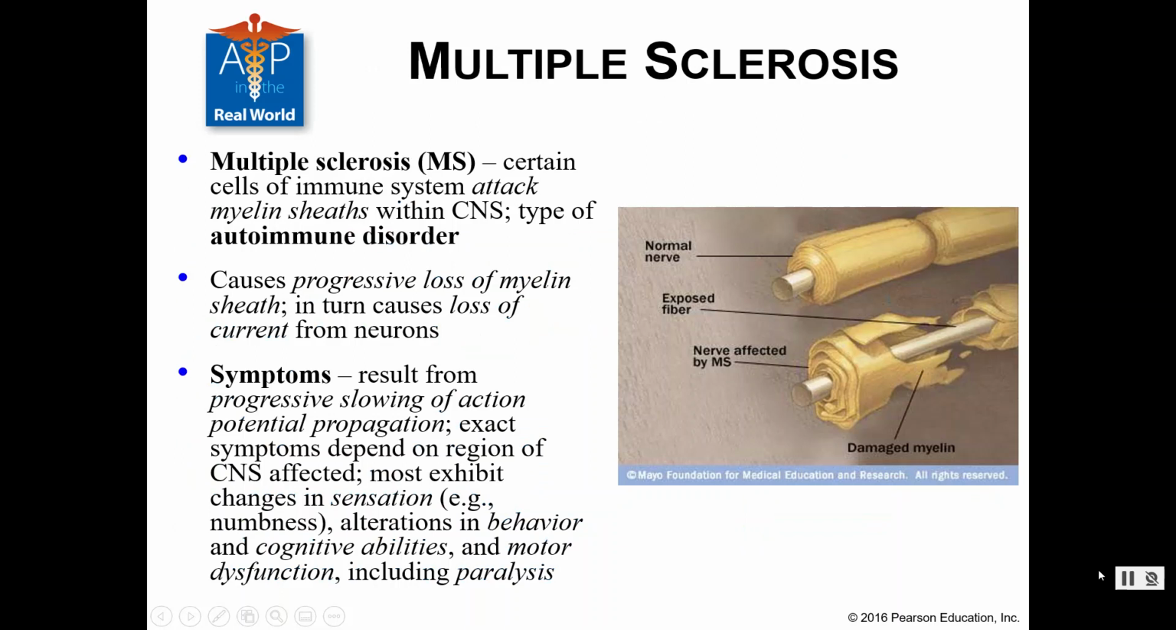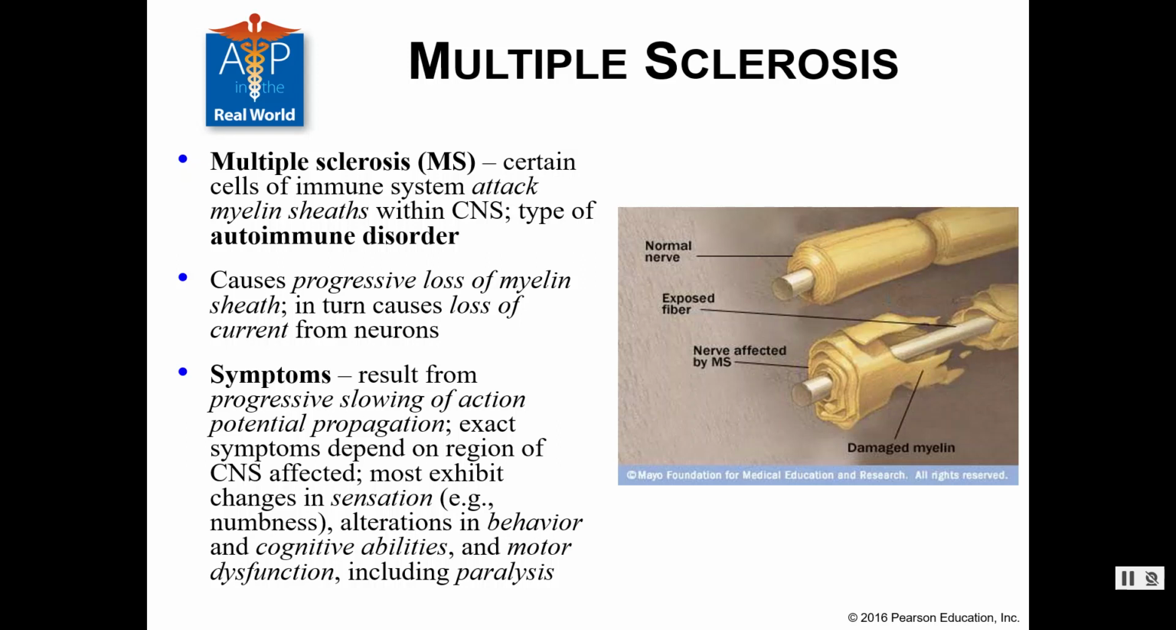Now, multiple sclerosis. This is an autoimmune disorder that attacks the myelin sheaths within the central nervous system itself. Remember, your central nervous system is your brain and your spinal cord. This causes the progressive loss of myelin because your body is attacking itself. This in turn causes the loss of conduction from one neuron to the next. So you are basically losing the signal in these damaged areas. We don't want that, because if they get lost, they don't end up where they need to go.